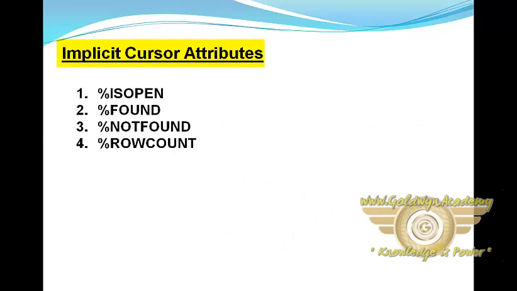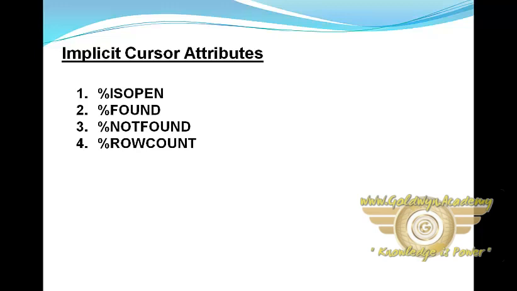Here are the attributes of implicit cursor. First, %ISOPEN. The Oracle engine automatically opens and closes the SQL cursor after executing its associated select, insert, update or delete SQL statement has been processed in case of implicit cursor. It cannot be referenced outside of its SQL statement.